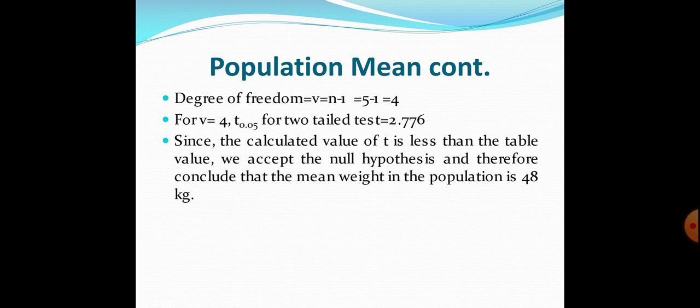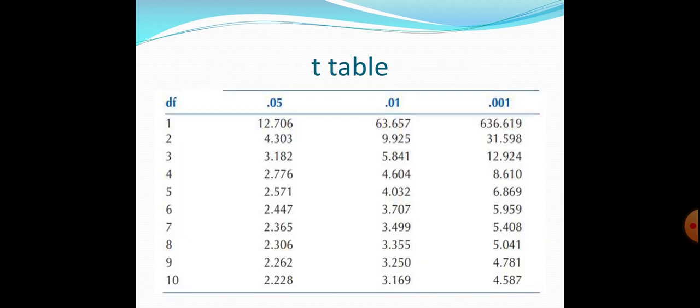Let's hope you got the crux of the situation. Now let's see the table. In the first row, for v is equal to 4, see 2.776. For v is equal to 4 and at 5% level of significance, you have the value of 2.776. You can easily get these tables on the net or in the tables in your books.